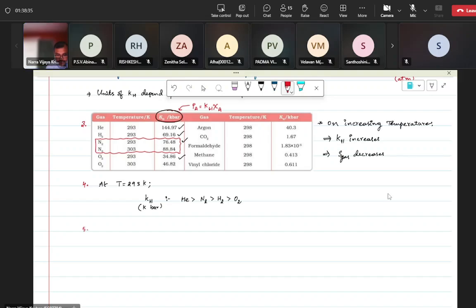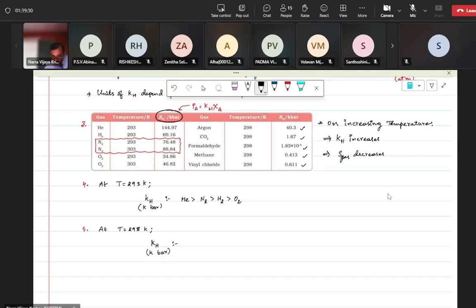Now I am taking another thing. Point number 5. At temperature T equal to 298 Kelvin, here also I am comparing KH in kilobar. Now compare. At 298 Kelvin, I don't want the remaining values, only these. All these are at 298 Kelvin, no? The values are 10 power minus 5. Now tell me, what is the order?